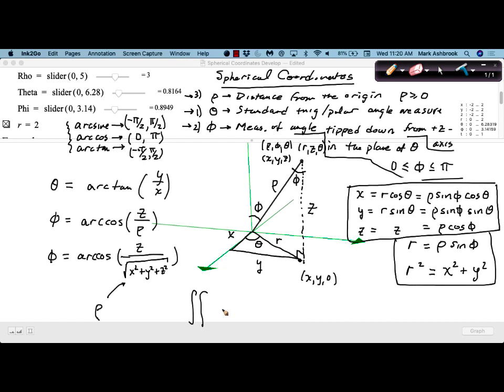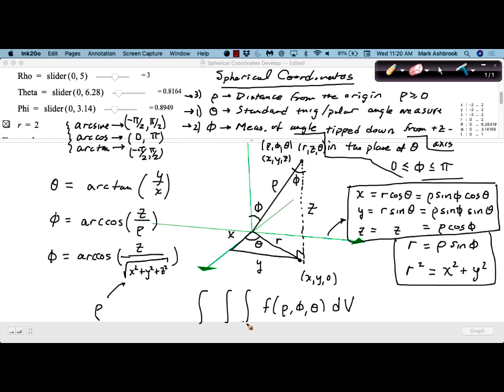We're going to have some function of rho, phi, and theta. And if that function is given in rectangular coordinates, you're going to have to change it accordingly, right? Just like you did in cylindrical. You have to change it so you make sure all your x's, y's, and z's are entirely in spherical coordinates. And then dv, right? dv.